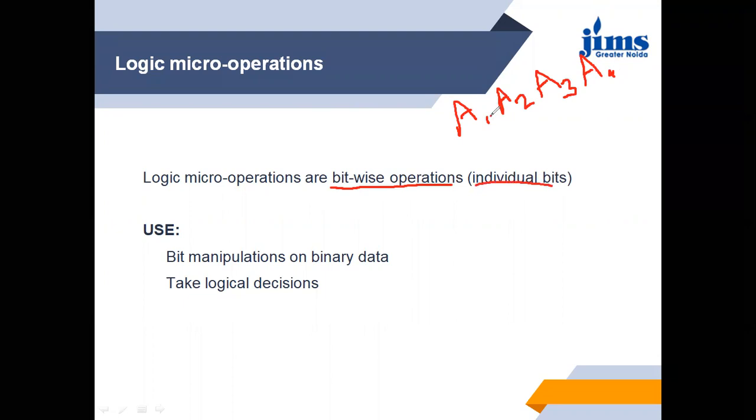So when there are different bits and we are performing operations on those individual bits, then this is a logic micro operation. The use of this is to manipulate the binary data: how we can set the data, how we can clear the data, how we can change the value in a register by using another register, and we can take logical decisions like less than, greater than, all these operations.